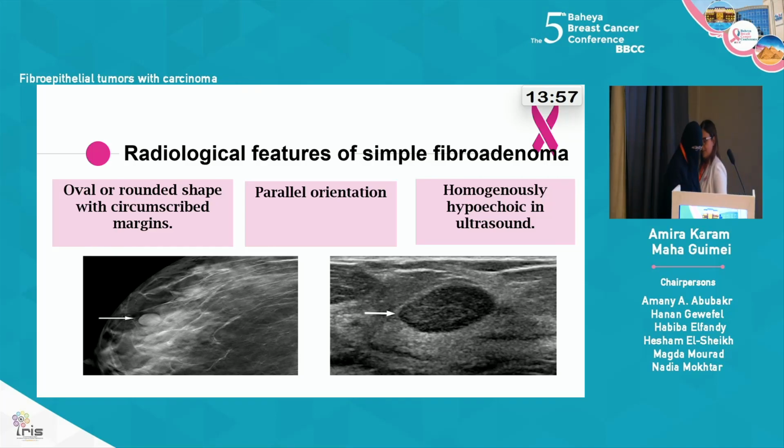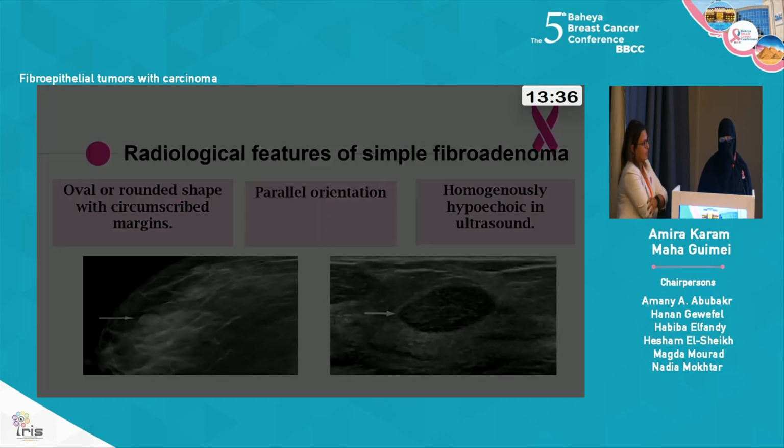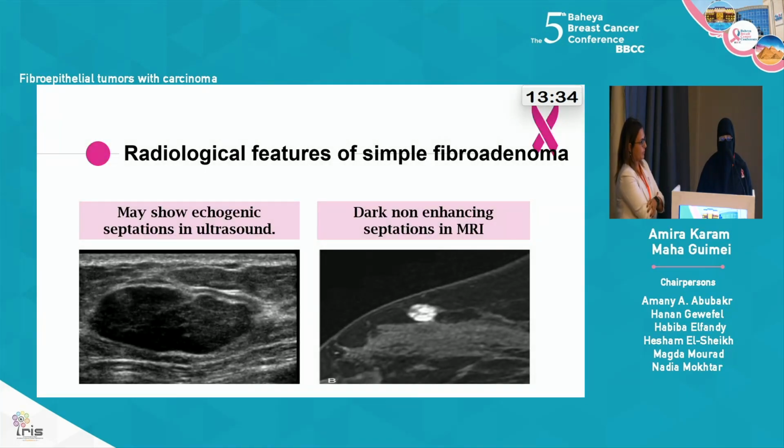Radiologically, the simple fibroadenoma, which is commonly seen, is characterized by an oval or rounded shape with circumscribed margins, as you can see in this lesion on mammography. It has parallel orientation, meaning the lesion is parallel to the skin, or in other words wider than tall. It is homogeneously hypoechoic on ultrasound. It may show internal septations that appear echogenic on ultrasound and dark non-enhancing on MRI.